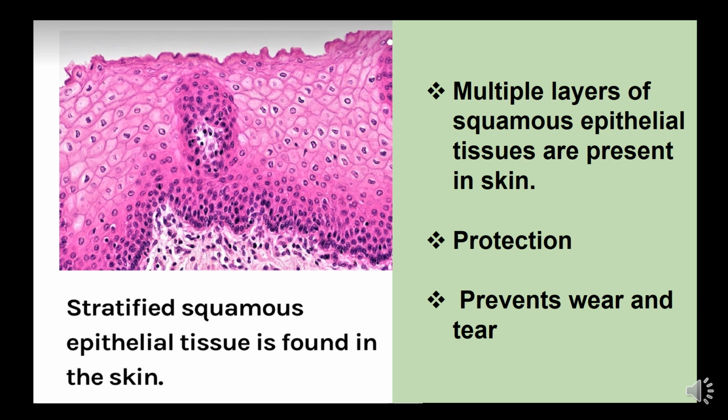A type of stratified epithelial tissue is stratified squamous epithelial tissue. Squamous means flat cells, and stratified squamous epithelial tissue is found in our skin. Our skin is made up of multiple layers of squamous epithelial tissue, which is called stratified squamous epithelial tissue. And in this way, our skin helps to protect our underlying tissues, and also it prevents wear and tear of our skin.